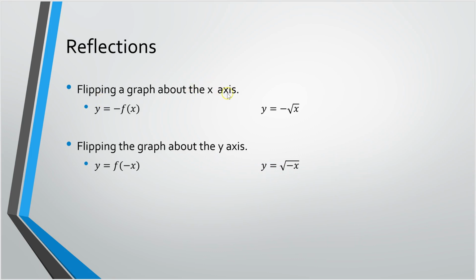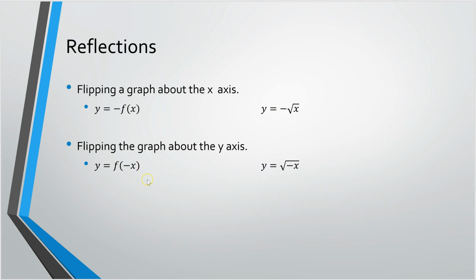So for a reflection about the x-axis, just like our rules for shifts, if the negative is outside of the function symbol, whether it's parentheses or a square root symbol, whatever, then this is going to be your vertical motion. So it's going to flip the graph up and down. For a specific example, you could apply it to negative square root of x.